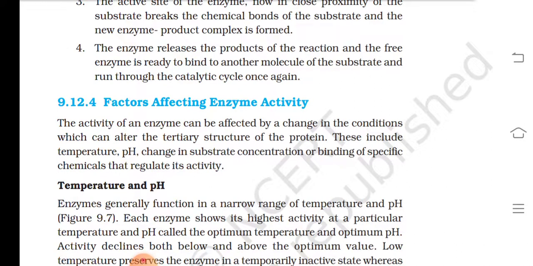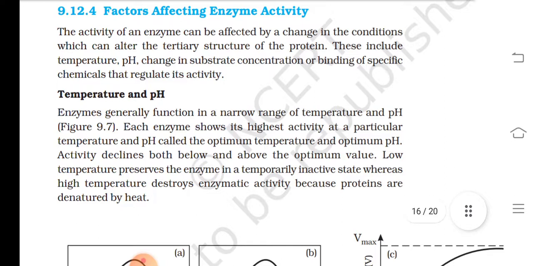9.12.4 Factors affecting enzyme activity. The activity of an enzyme can be affected by a change in the conditions which can alter the tertiary structure of the protein. These include temperature, pH, change in substrate concentration, or binding of specific chemicals that regulate its activity.